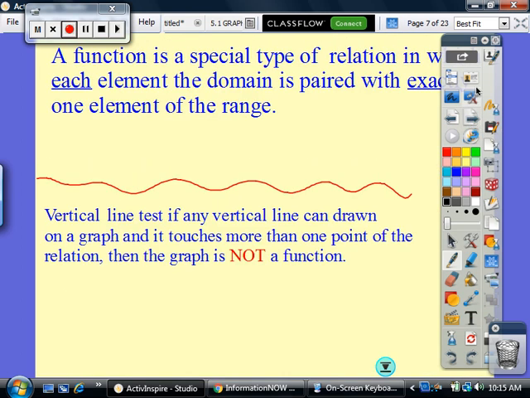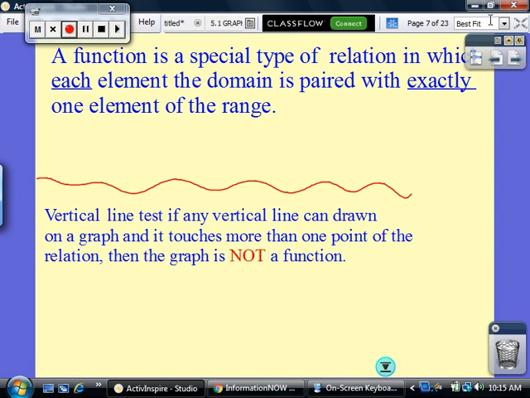All right, what is a relation? Set of ordered pairs. What are the 5 ways to represent a relation? What is a domain? X's or abscissas of a relation. What is a range? Set of Y's or ordinates of a relation.